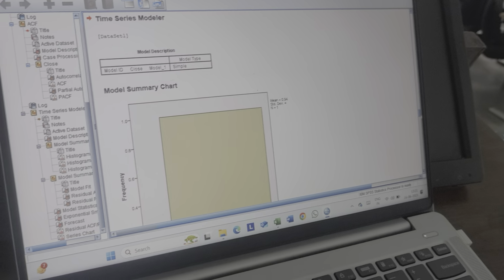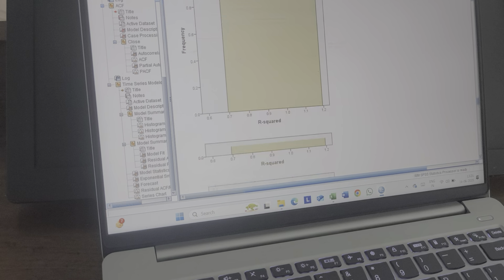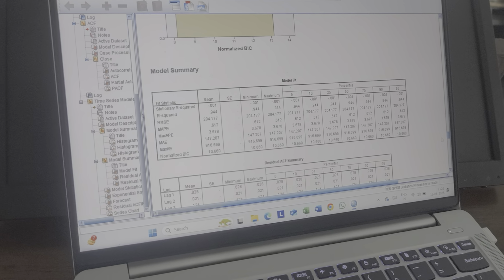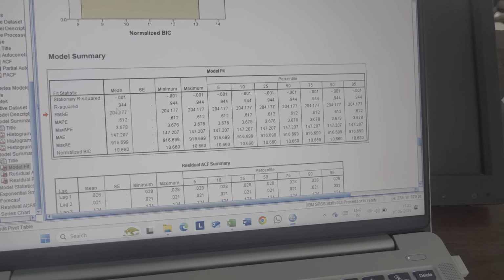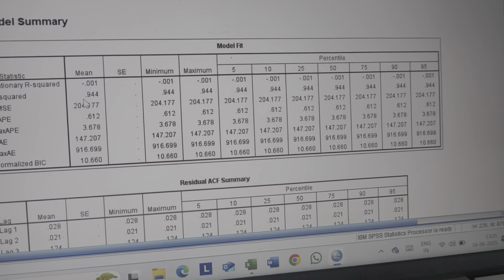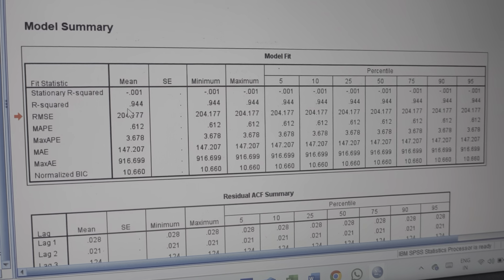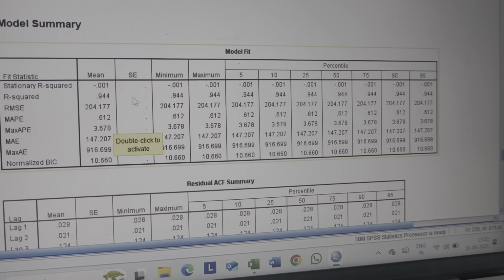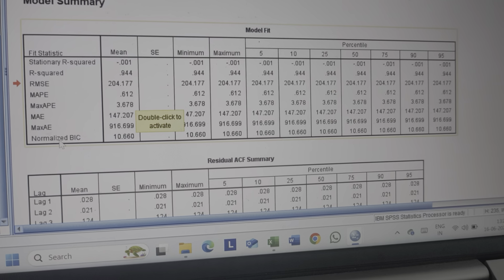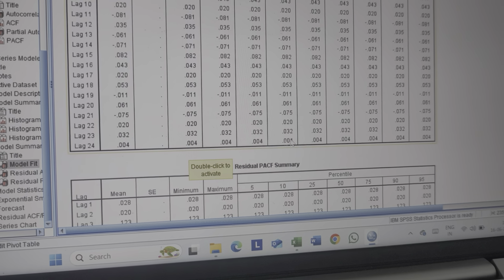So now let's see what the model says. Here, the main one you have to see is the R square. The R square is 94%, which is very good, 0.944. And your BIC, your error value, is 10. Okay? Next, come down.